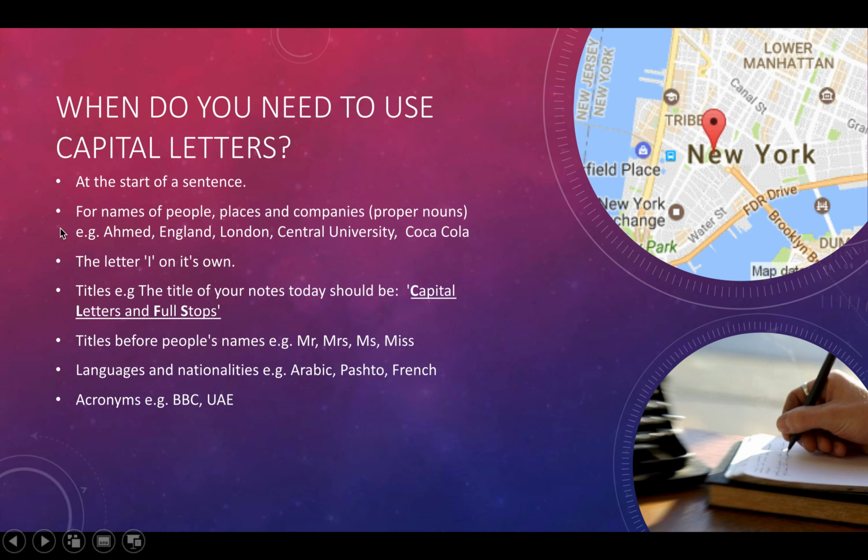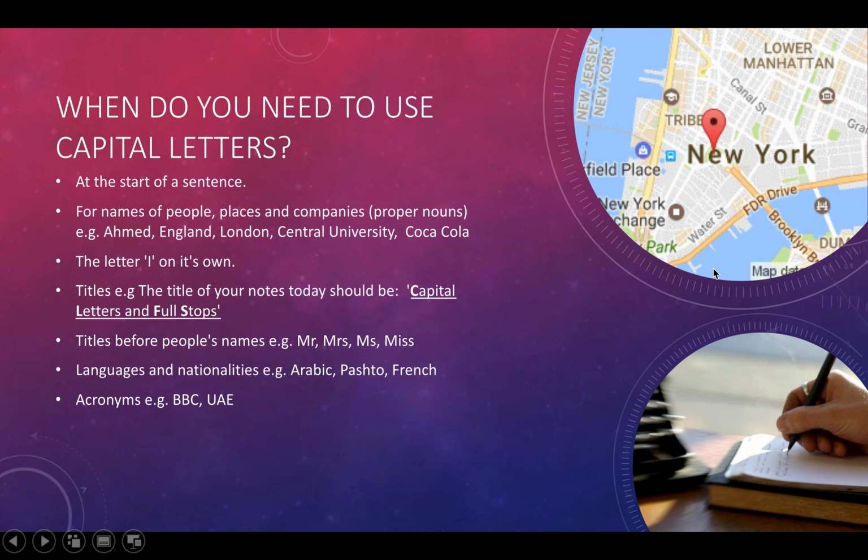You also need to use capital letters for names of people, places and companies, so proper nouns. So for example, Ahmed needs a capital letter because it's a name, England because it's the name of a country, London because it's the name of a city, Central University because it's the name of a university, and Coca-Cola because it's the name of a company.